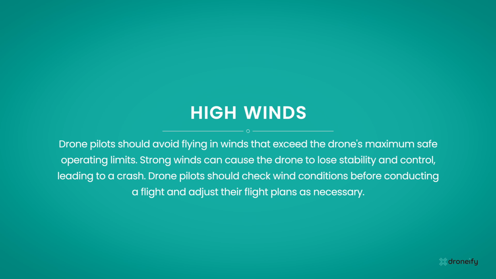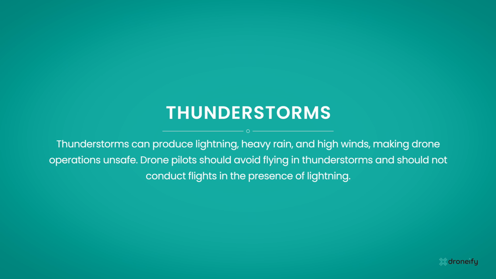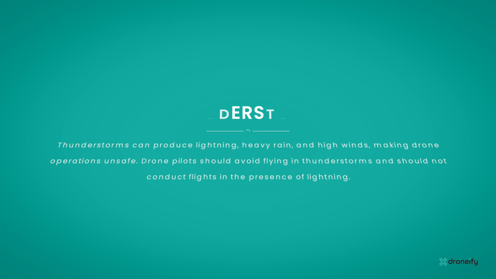High winds. Drone pilots should avoid flying in winds that exceed the drone's maximum safe operating limits. Strong winds can cause the drone to lose stability and control, leading to a crash. Drone pilots should check wind conditions before conducting a flight and adjust their flight plans as necessary. Thunderstorms. Thunderstorms can produce lightning, heavy rain, and high winds, making drone operations unsafe. Drone pilots should avoid flying in thunderstorms and should not conduct flights in the presence of lightning.